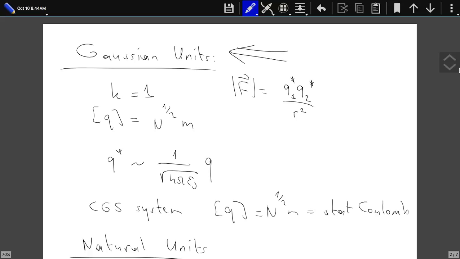And in CGS system, this unit is called the stat Coulomb. So we don't have epsilon 0. The reason why we will be using these units is that we won't be bothered with epsilon 0. We don't need to keep track of epsilon 0 all around. If we want to go to the system of units with epsilon 0, the only thing we have to do is, instead of the charges we have, every charge we have to multiply with 1 over 4 pi epsilon 0.